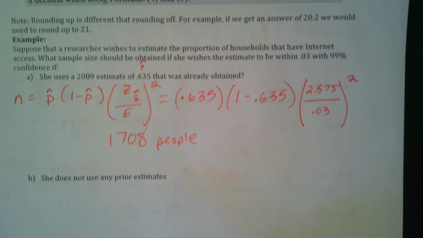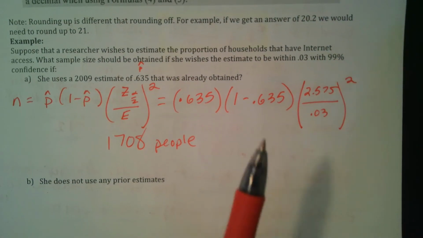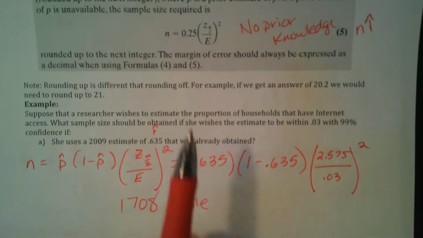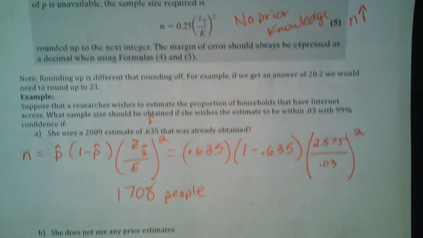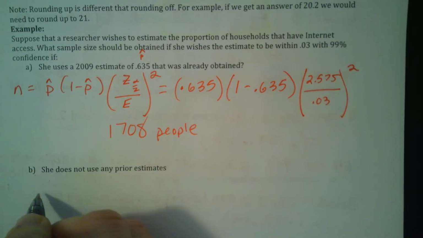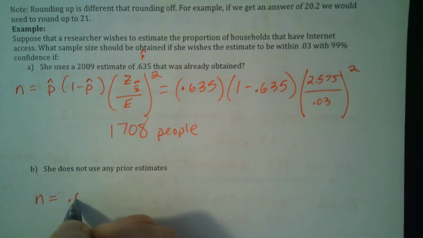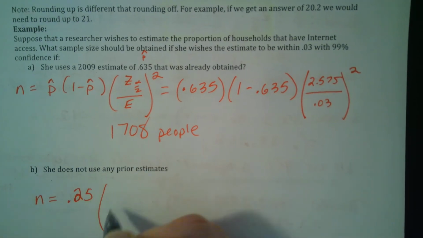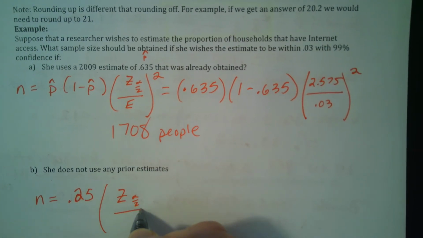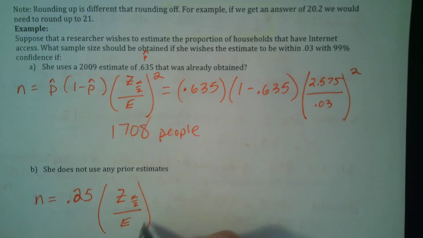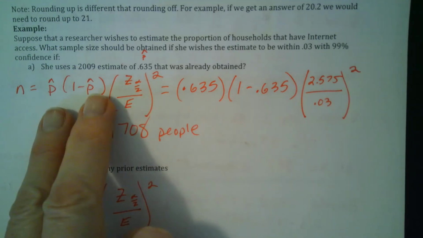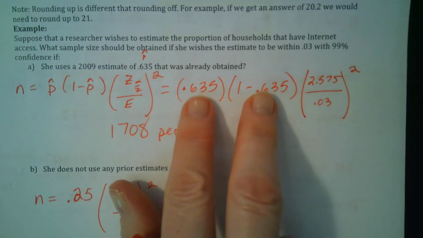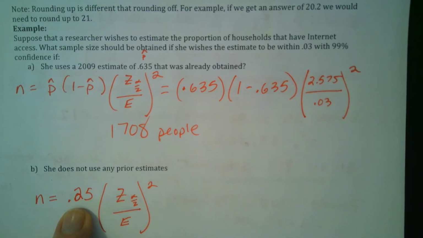So let's do it again for the next one, but this time we don't have a prior estimate. When we don't have a prior estimate, we're going to use the second formula, where we have no prior knowledge. That formula is n equals 0.25 times z of alpha over 2 divided by e, squared. Notice it gets rid of all the information in front where the p-hats were needed, and it combines those two pieces of information, just assuming it to be 0.25.